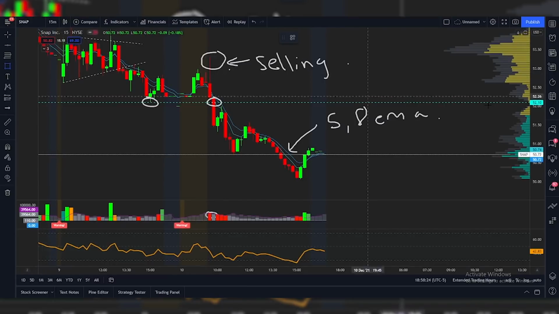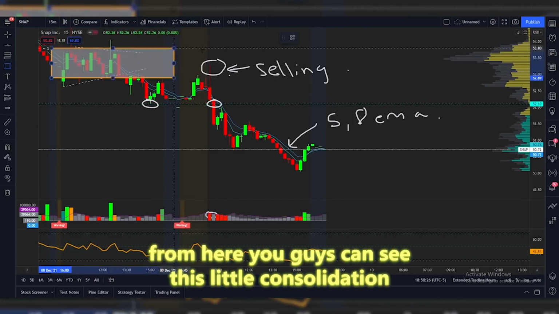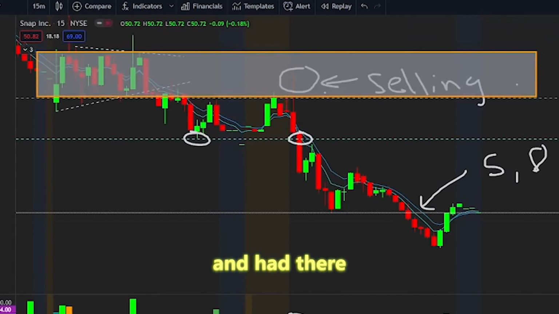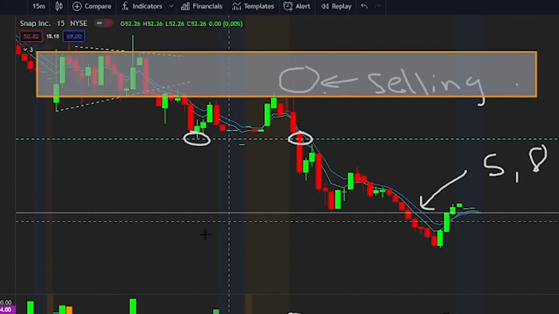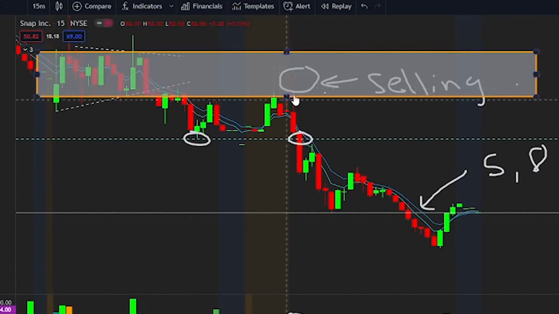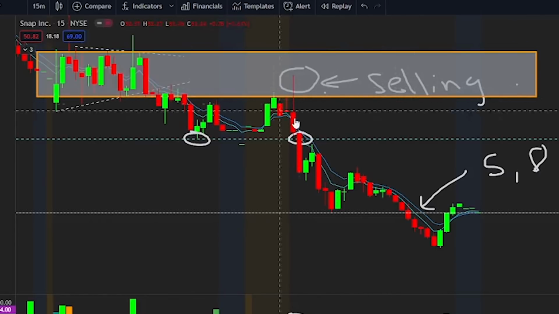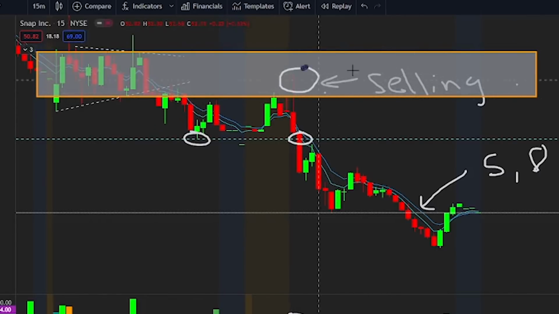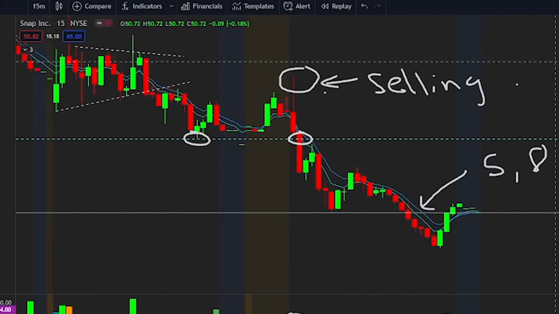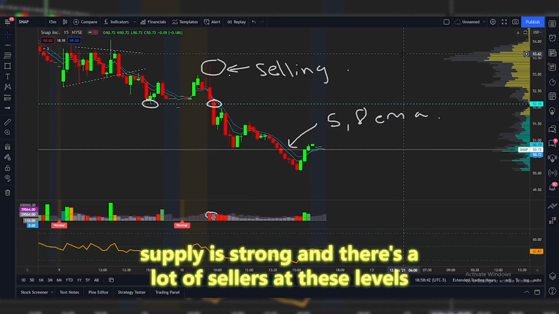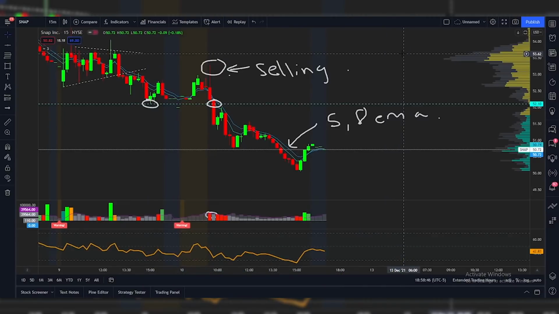So that's indicating that people are selling at these levels due to the demand that's up here, right? So if I just draw the demand from here, you guys can see this little consolidation it had from the previous day. It's consolidating in that channel. You can see that acted as a supply zone pre-market twice and into open. So that's one thing you would look for. I see that supply is strong and there's a lot of sellers at these levels up there. So what does that tell me?